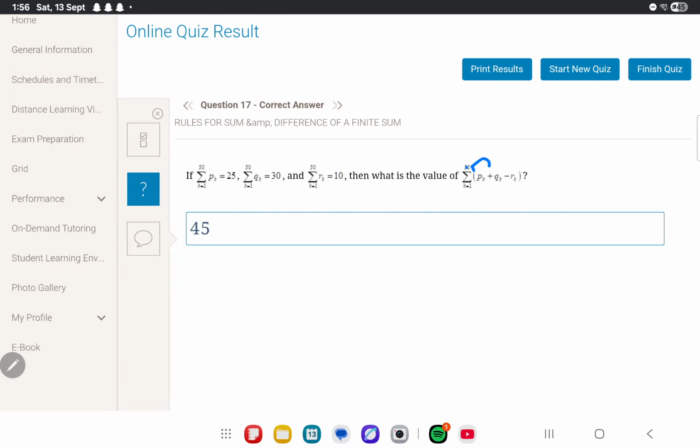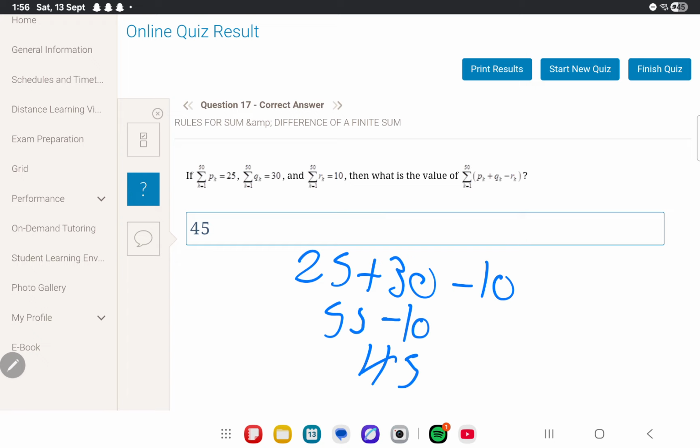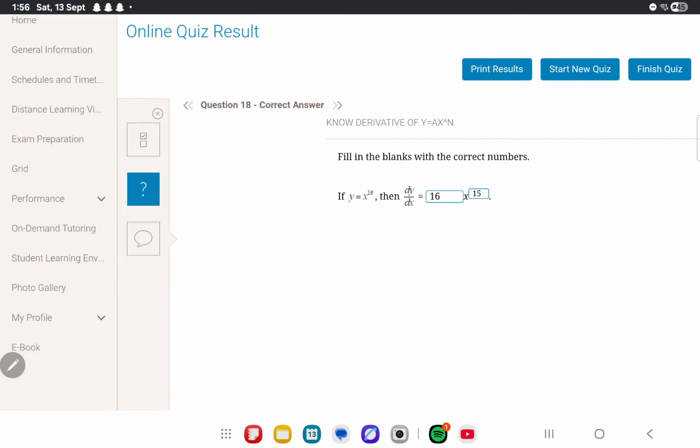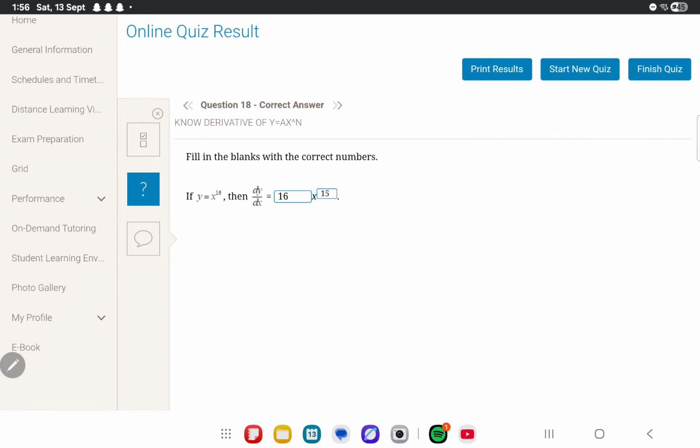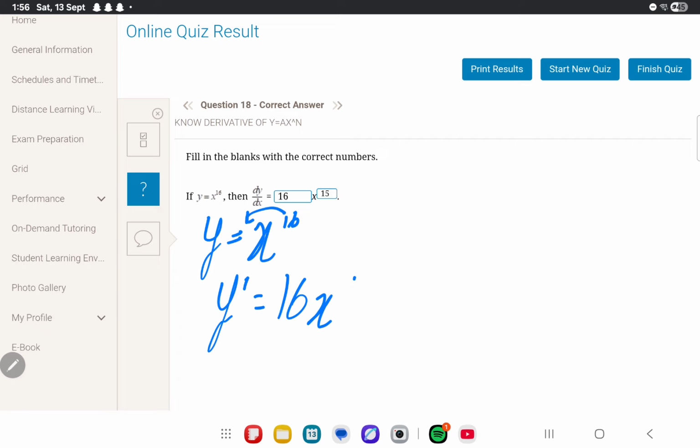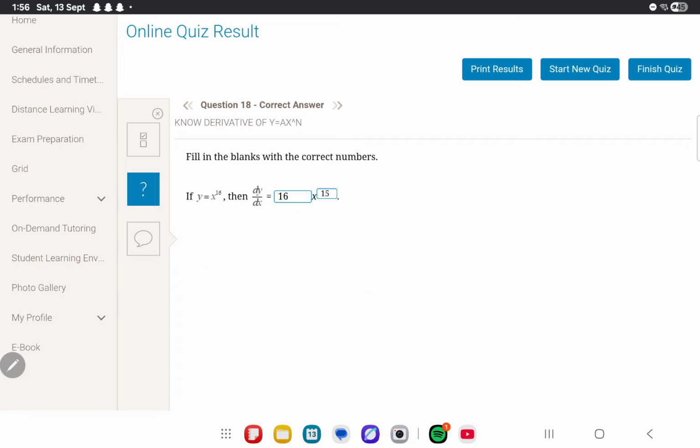You distribute the summation to all of them, and then you will find that they gave you what the summations are essentially. So it's going to be 25 plus 30 minus 10, which mentally you can do: 55 minus 10, 45. Question 18. Okay, so y is equal to 6x to the power 16. So what did I say the rule was? Take it down, 16x, subtract 1 from the power, 15. That's your final answer.